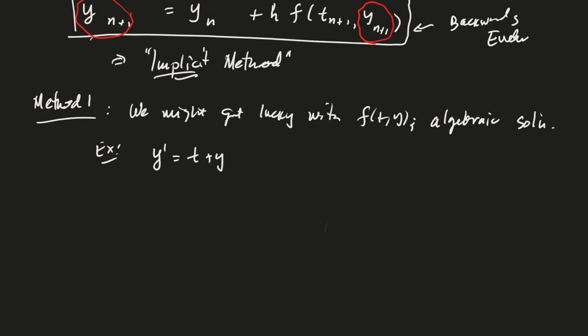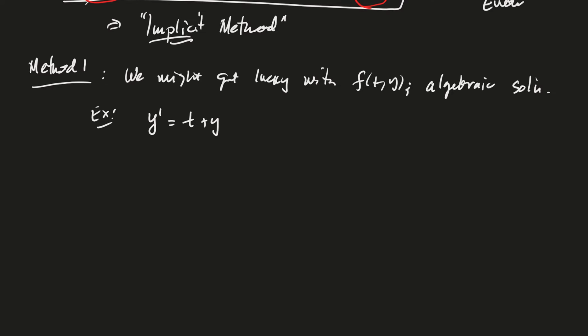So just writing down this formula, right? I'm going to have that y sub n plus 1 is going to be y sub n plus h times t sub n plus 1 plus y sub n plus 1. But in this case, do you see you can algebraically solve for your y sub n plus 1, right? And so we could just solve for that, just subtract.